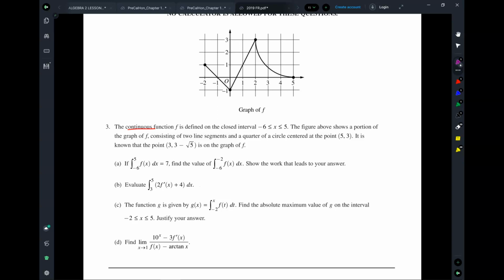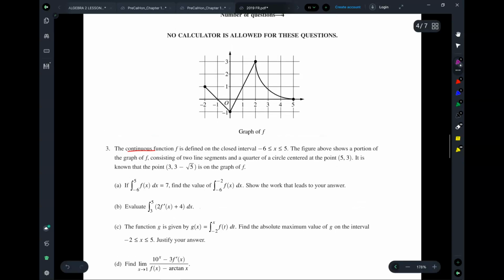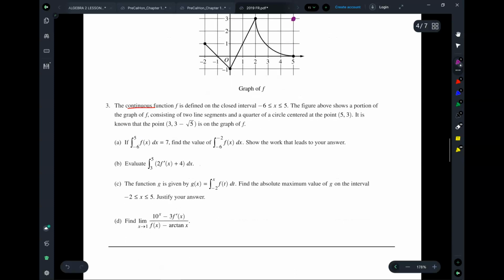The circle is centered at the point 5, 3. It is known that the point 3, 3 minus root 5 is on the graph of f. So the center of the circle is 5, 3. This is the center of the circle. So how much is the radius of the circle? 3. Okay.